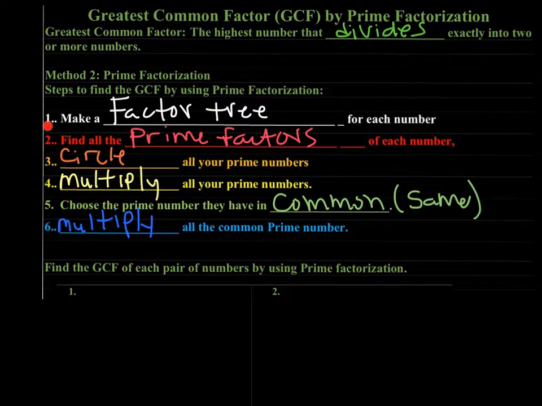So again, step 1, make a factor tree of each number. Step 2, find all the prime factors of each number. Step 3, circle all your prime numbers. Step 4, multiply all your prime numbers. Step 5, choose all the numbers they have in common, or the same. Step 6, the last step, multiply all the common prime numbers.